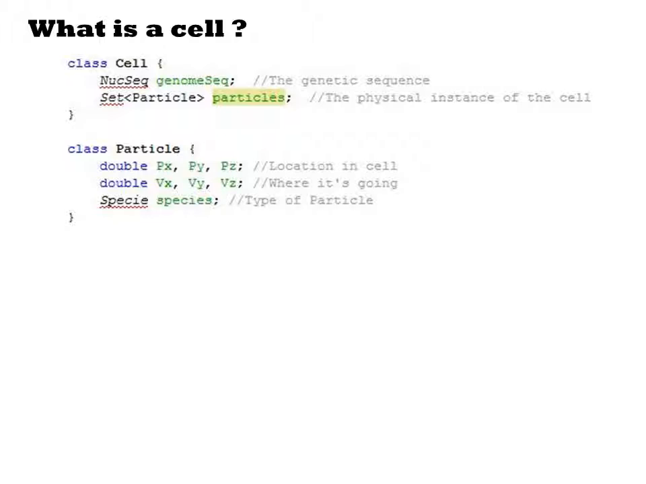I want you to think of a cell as having two things: a physical representation in reality in the form of particles, and as a design abstraction in the form of a sequence object. We'll represent the sequence in the form of a nucleus and the physical atoms as a set of particles.